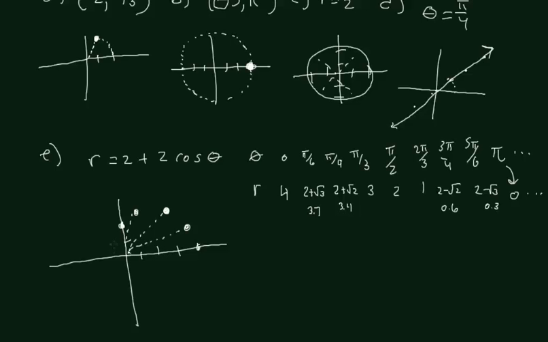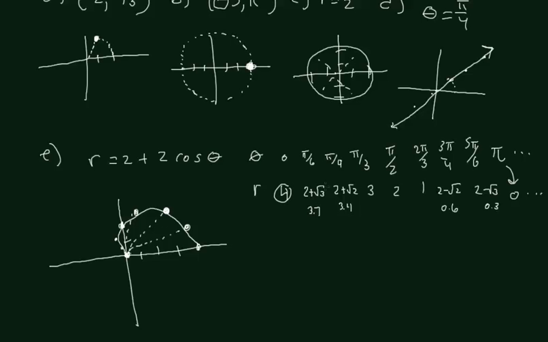2 pi over 3, the distance is 1. 3 pi over 4, the distance is 0.6. And then 0.3. And then finally at pi, it's at the origin, or the pole, as we call it when referring to polar calculus or polar curves. So connecting these points carefully. Boy, is that ugly. But this is only half the shape.